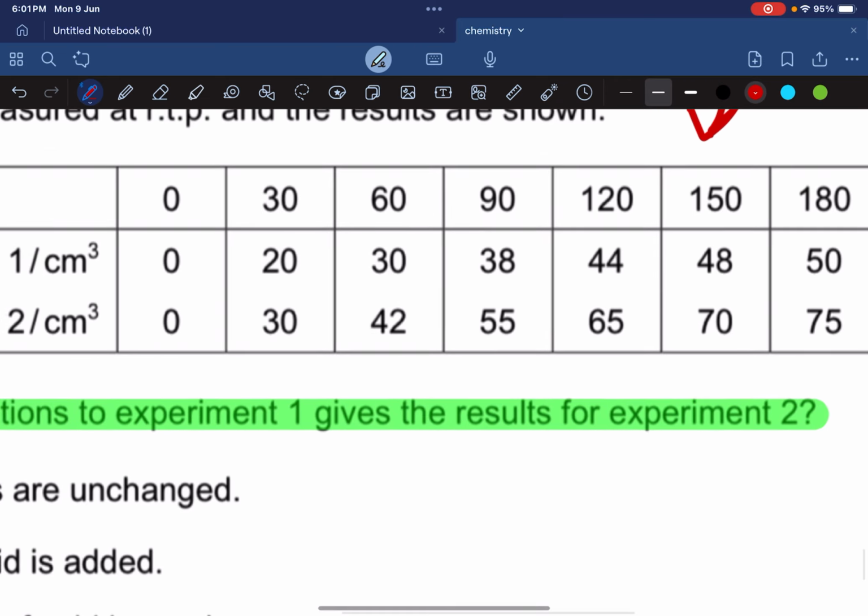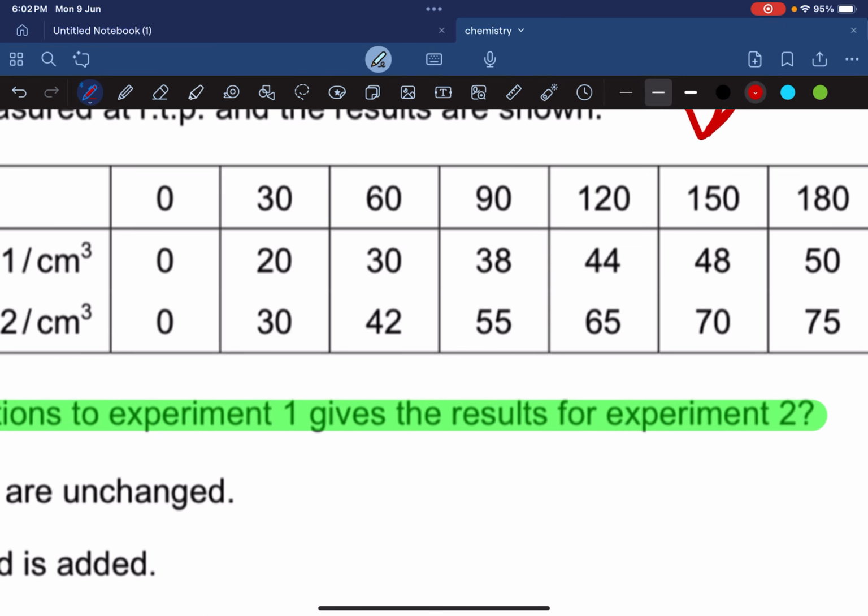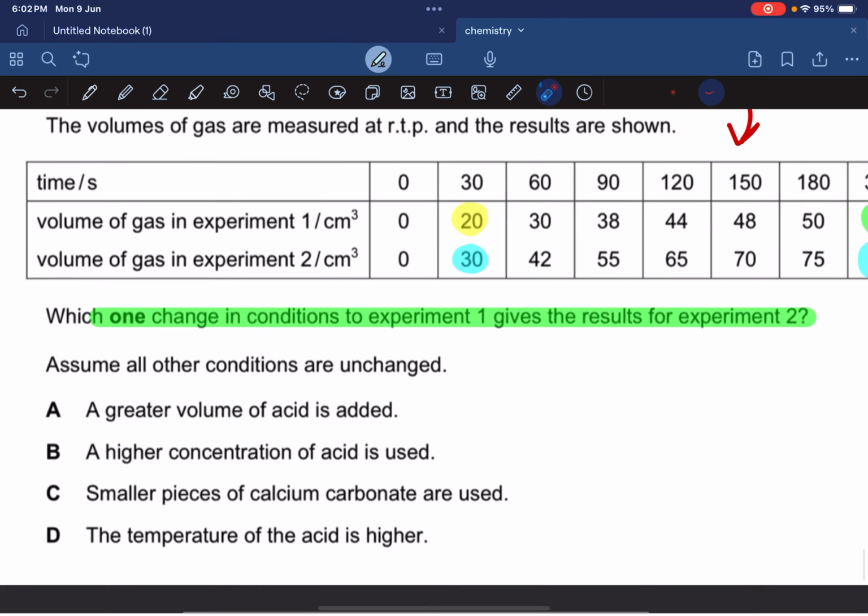Okay. Now the second thing I know is that in the first 30 seconds, my reaction 1 produced 20 cm cube of gas. Reaction 2 produced 30 cm cube. That means something has been done which has increased the rate as well, because this is faster, okay? More gas produced, and the more amount produced in the same amount of time. In same 30 seconds, reaction 1 produced 20 and reaction 2 produced 30. So what has been done?